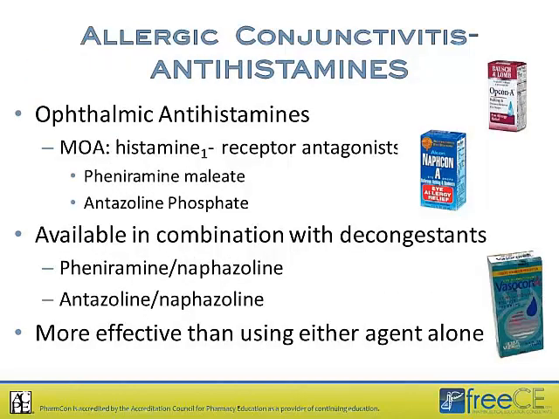As far as treatment with the antihistamines, the mechanism of action is that they are receptor antagonists, similar to the antihistamines that we swallow. Pheniramine and antazoline phosphate are histamine 1 receptor antagonists. They're available in combination with the decongestants, combined with naphazoline, and they're more effective than either agent alone. Very similar to treatment with the oral medications, when we combine an antihistamine and a decongestant, we get a better effect than using either agent alone.